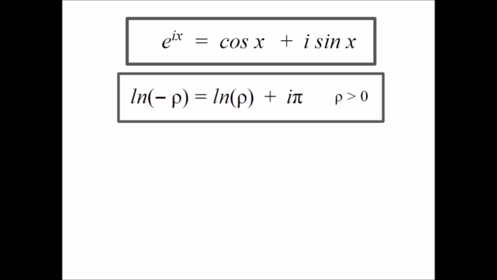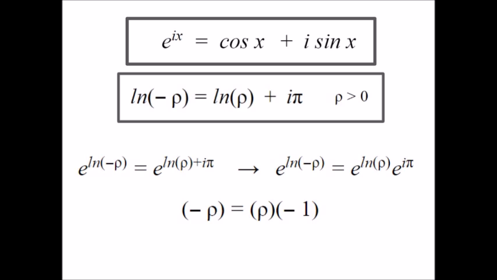The natural log of negative rho is equal to the natural log of rho plus i pi, when rho is greater than 0, because your calculator won't let you take the natural logarithm of a negative number, but we can with complex numbers. And so yeah, e to the i pi has to equal -1. There's that, but it's weird.